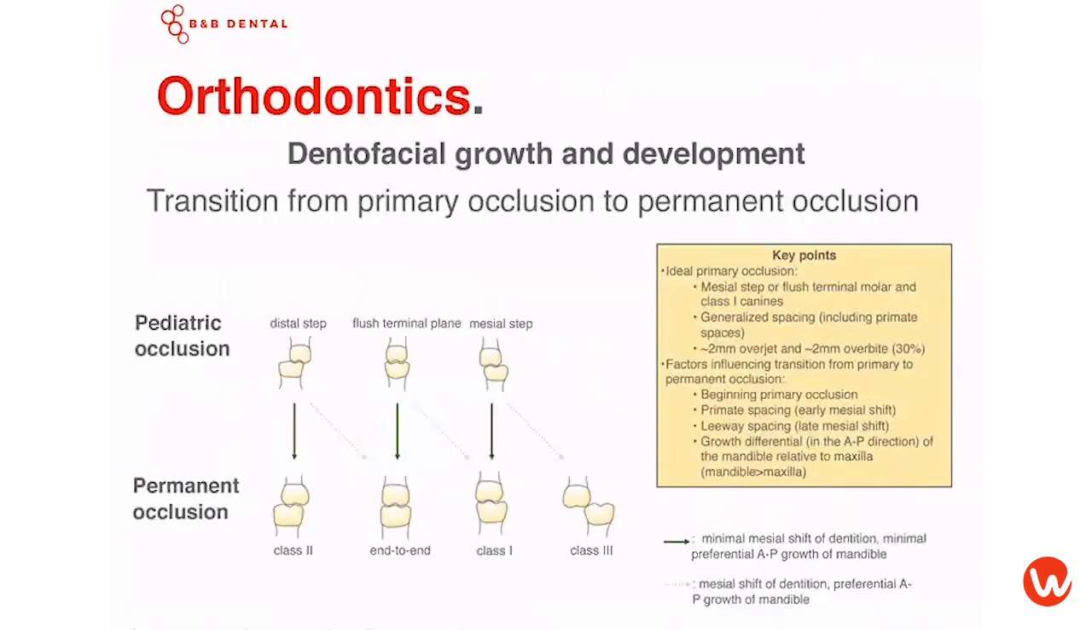Now let's talk a little bit about occlusion and the transition from a primary occlusion to permanent occlusion. So just a quick review from our occlusion section. I'll have you take a look at these figures here where we can characterize our permanent occlusion as being in class 1. So again, we're looking at that mesial-buccal cusp tip of the maxillary permanent first molar and where it falls with that mandibular first molar, that buccal groove. So with that class 1 relationship, that's right on sort of that quote-unquote normal occlusion.